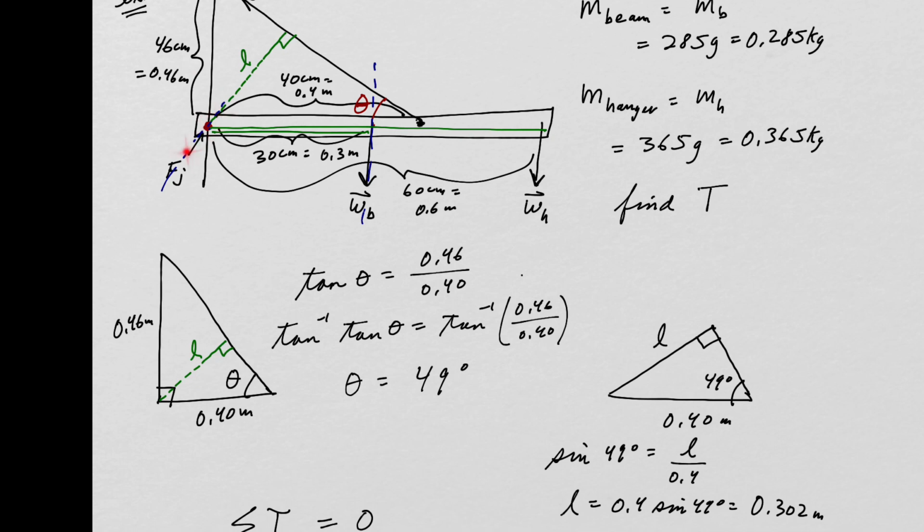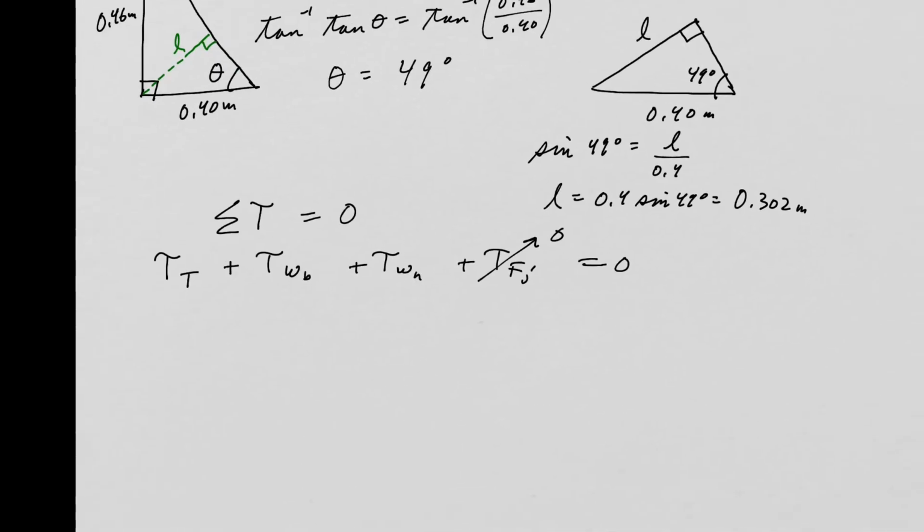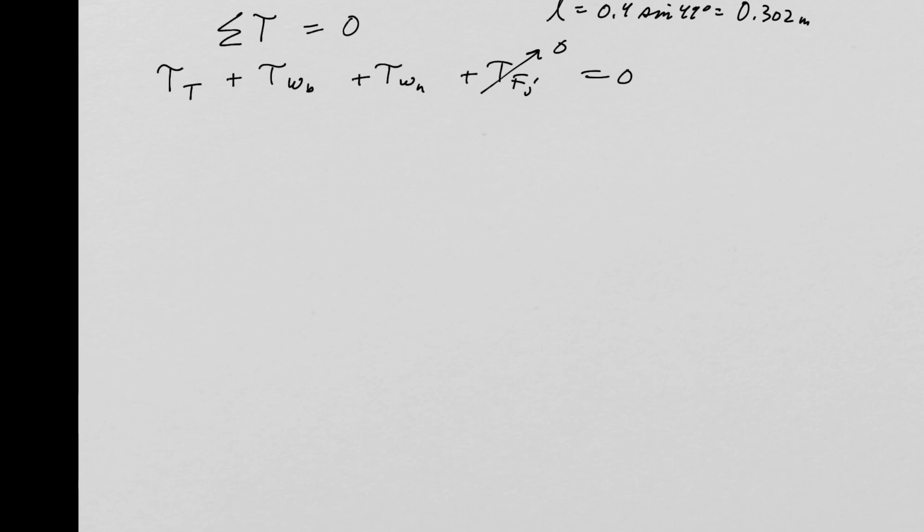the axis of rotation, right? So there's no moment arm there, so it's not going to contribute a torque. All these will contribute a torque, but not that one. Okay, so what is the torque due to the tension? Well, it's going to be the force, which is the tension, that's unknown, times the moment arm we just figured out, L, which is 0.302. And if you think about it, that tension will cause the object to rotate counterclockwise, right? So it's a positive torque.